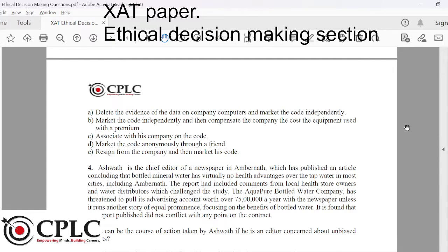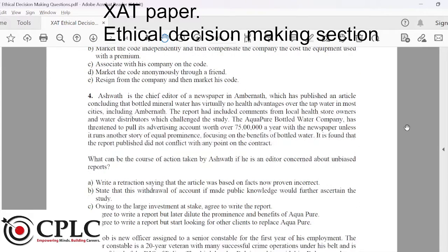Chalo. Next question. Ashwat Wala. Ashwat is the chief editor of a newspaper in Ambernath, which has published an article concluding that bottled mineral water has virtually no health advantages over the tap water in most cities, including Ambernath. The report included comments from local health store owners and water distributors which challenged the study.